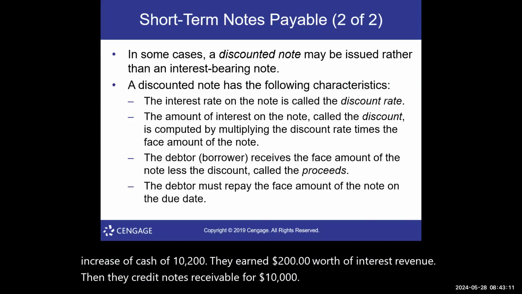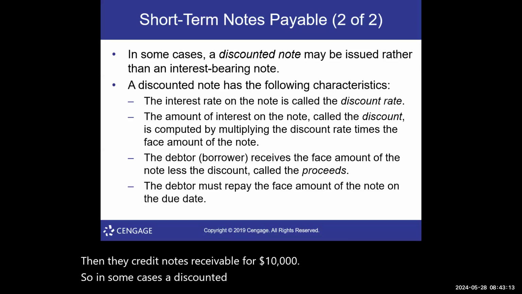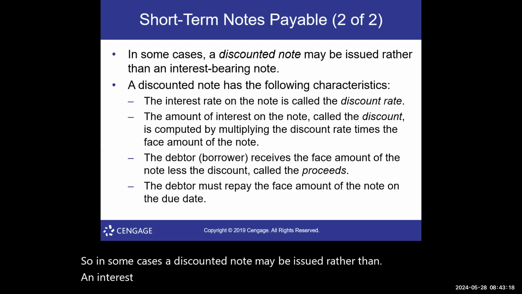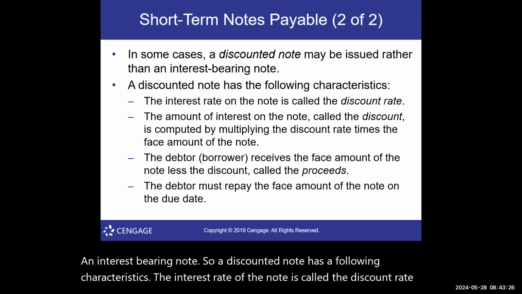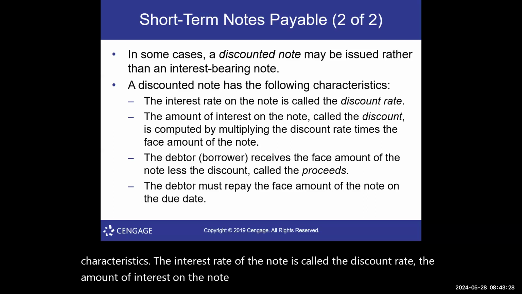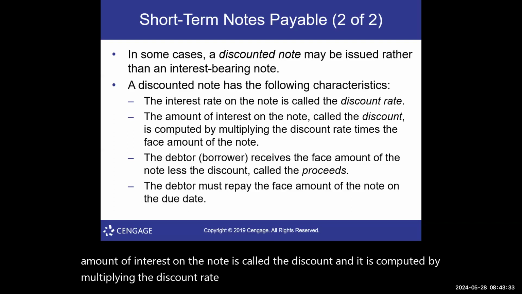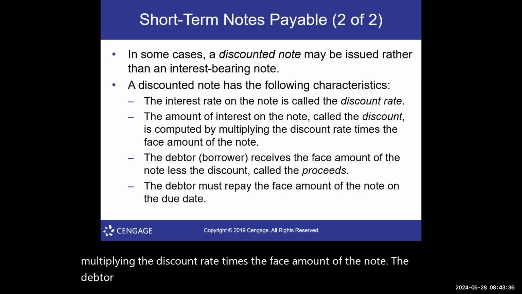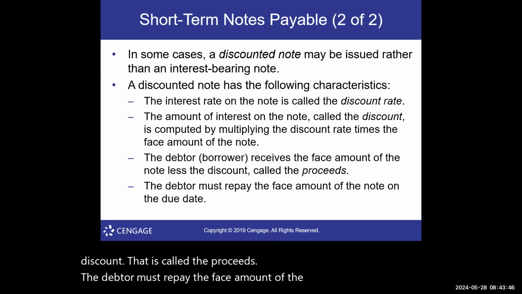So in some cases, a discounted note may be issued rather than an interest-bearing note. So a discounted note has the following characteristics. The interest rate of the note is called the discount rate. The amount of interest on the note is called the discount, and it is computed by multiplying the discount rate times the face amount of the note. The debtor, the borrower, receives the face amount of the note less the discount, that is called the proceeds. The debtor must repay the face amount of the note on the due date.